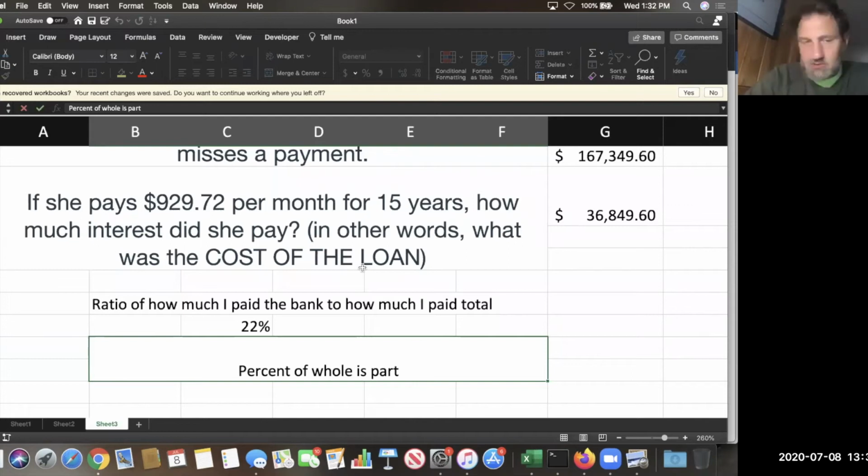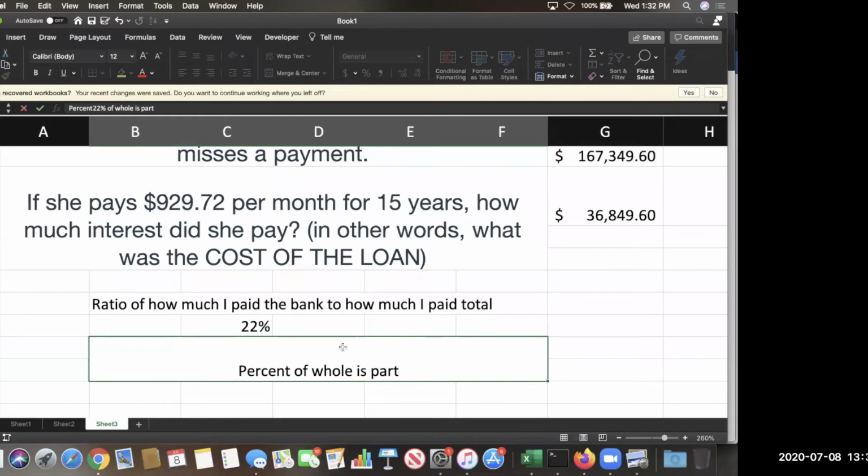Okay, you need a little more time? I don't know if it's right, but I got something. Okay, go ahead. I said 22% of the loan was paid over 15 years.